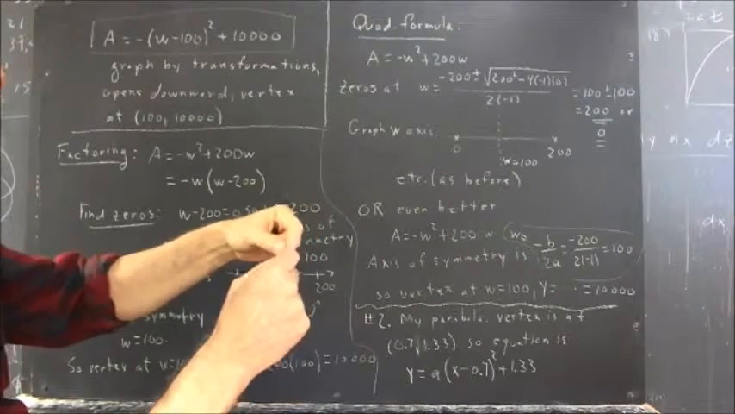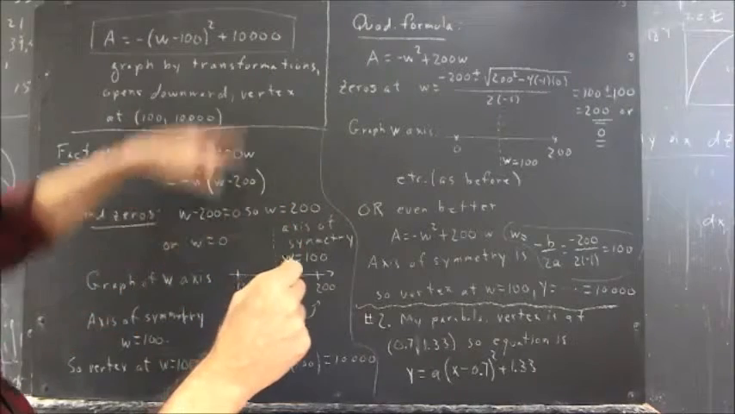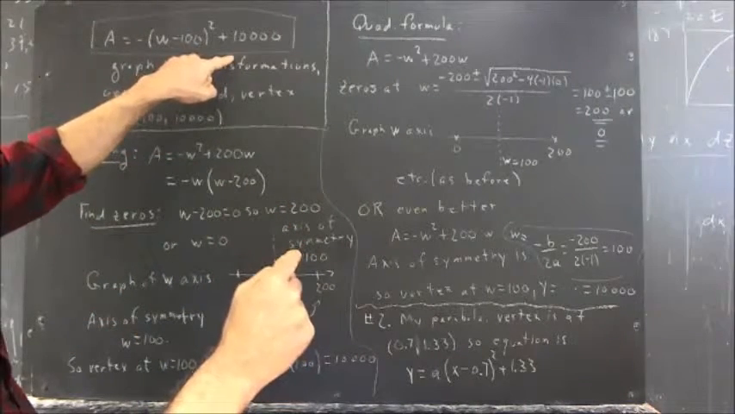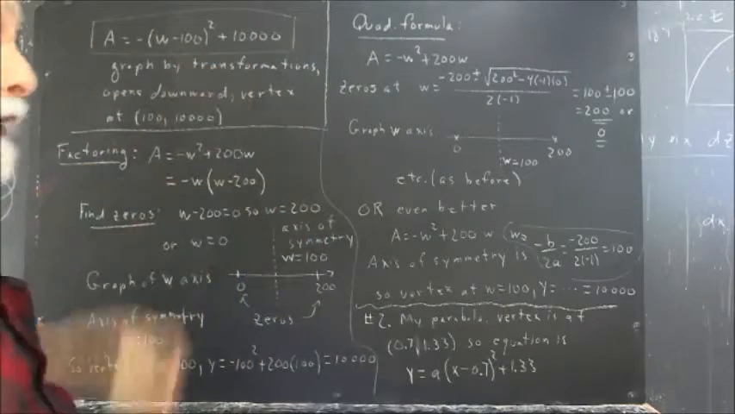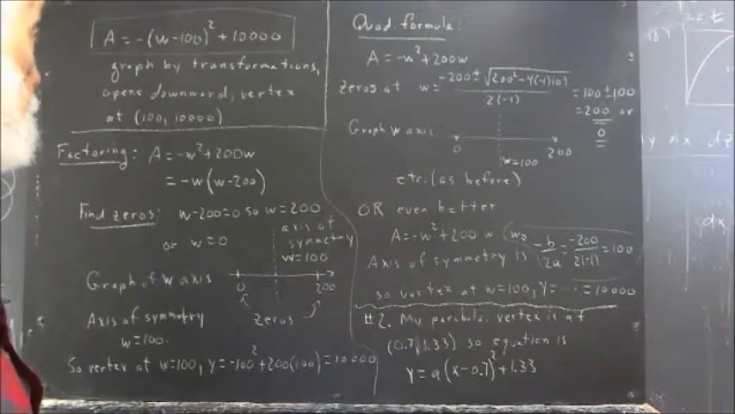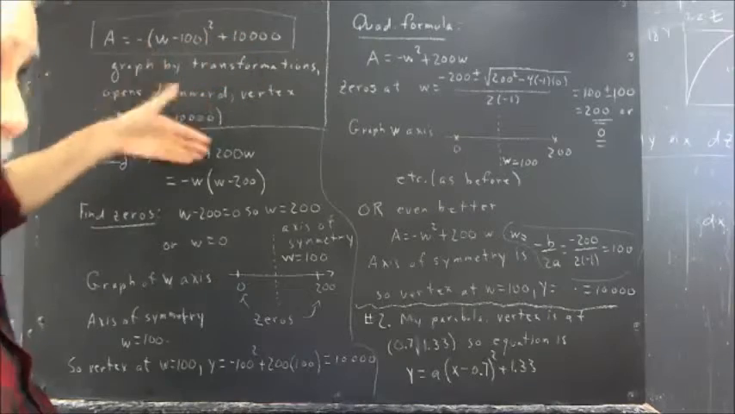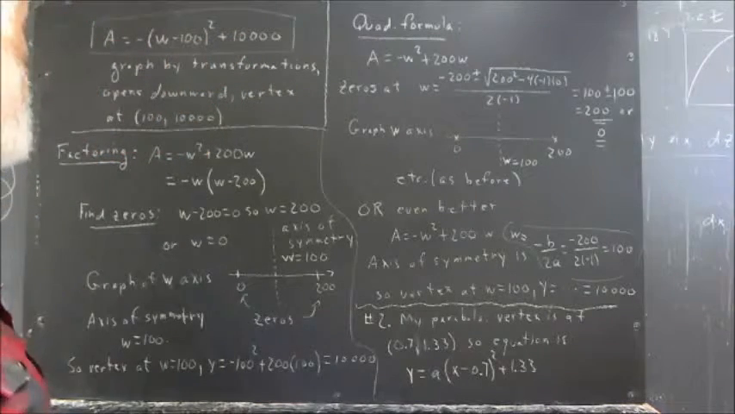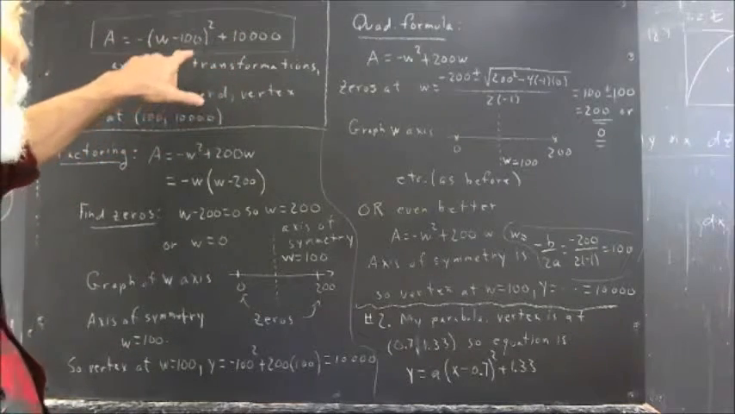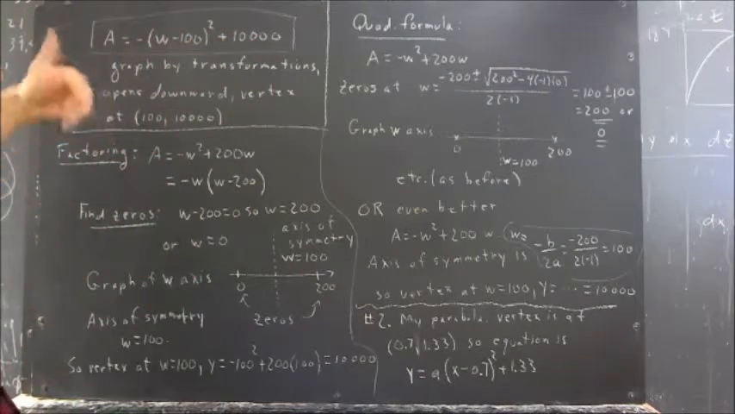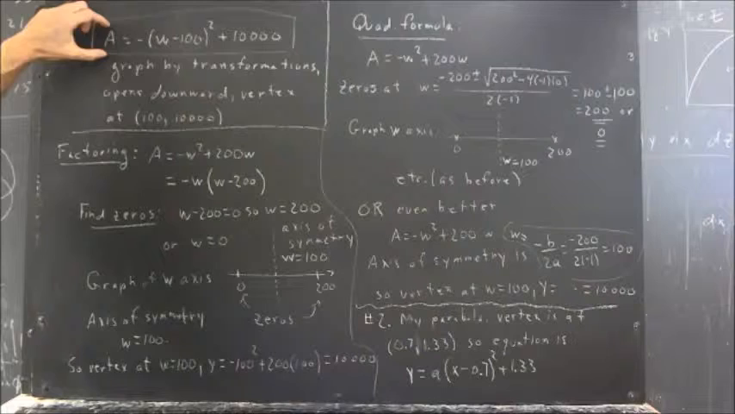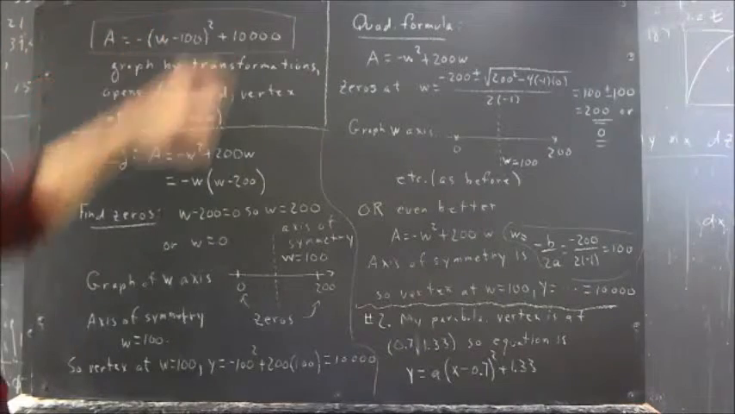And then what? Well, then we add 10,000 to our y values. Now we're here as a vertex. If we add 10,000, that moves our vertex up to y equals 10,000, because we're adding 10,000 to every y value. So our vertex is at (100, 10,000), meaning that the maximum value of A is going to be 10,000.